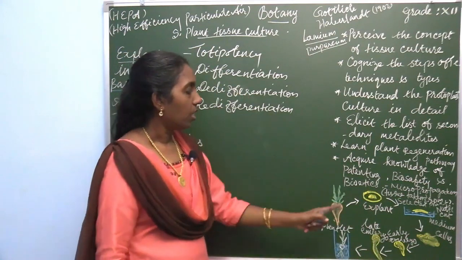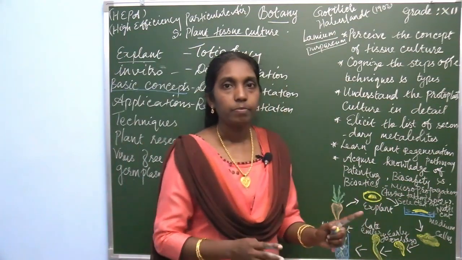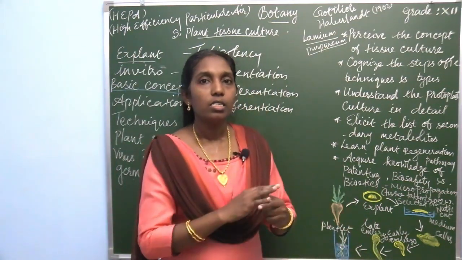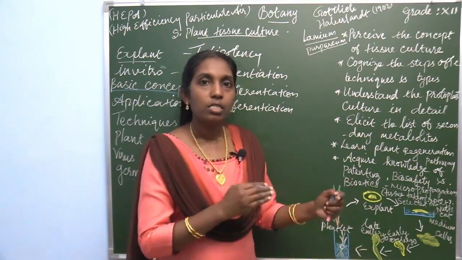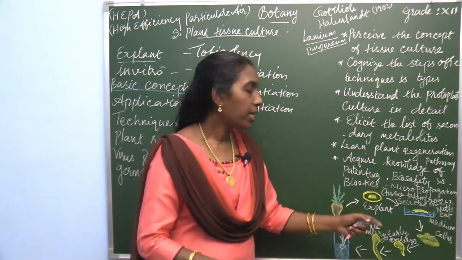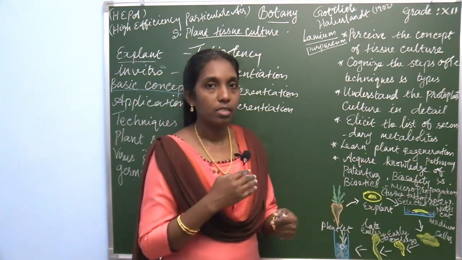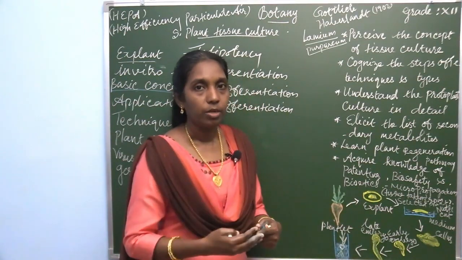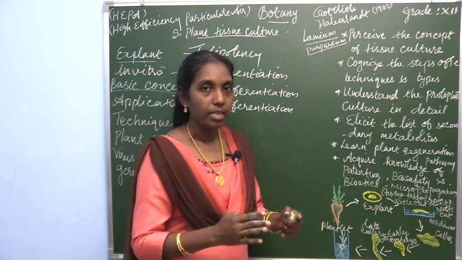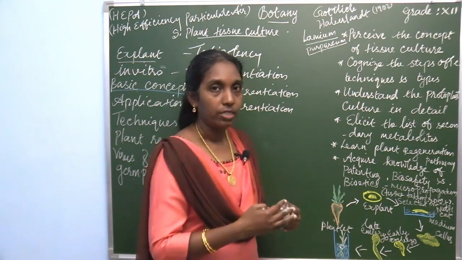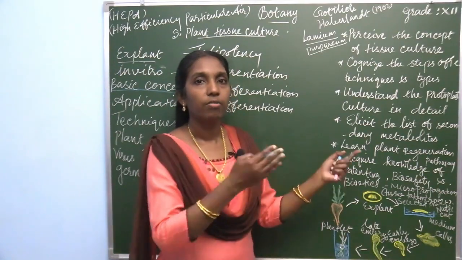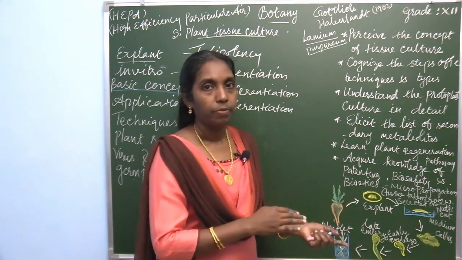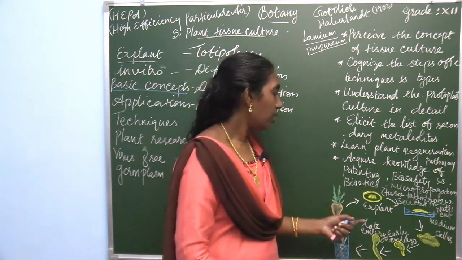Now, differentiation. Under normal conditions, the plant cell is in a natural environment, but here it is completely artificial. So this explant needs an artificial medium, culture medium, artificial light, and artificial aseptic conditions. All the natural conditions are given in artificial form to develop into the entire organism.